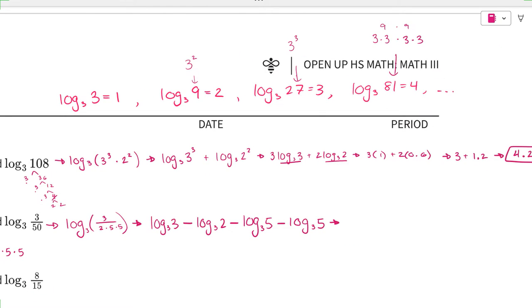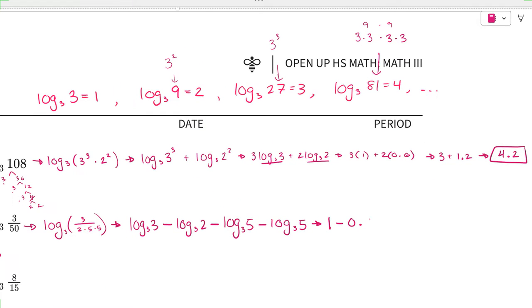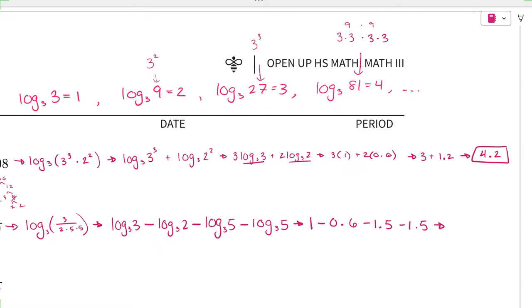So, log base 3 of 3 is 1. Log base 3 of 2 is 0.6. Is that what we said, right? Yep, 0.6. And log base 3 of 5 is 1.5. So we're doing these without a calculator, so let's combine carefully. Right, 1 minus 0.6, that gives us 0.4. We'll write it out in steps, yeah. So that gives us 0.4.